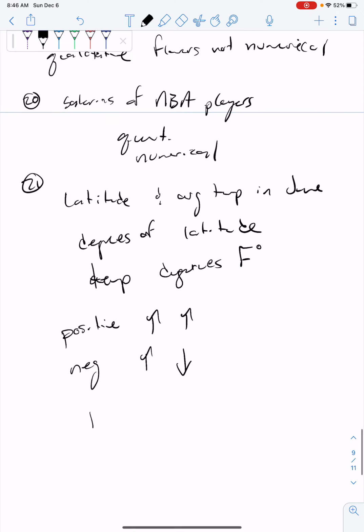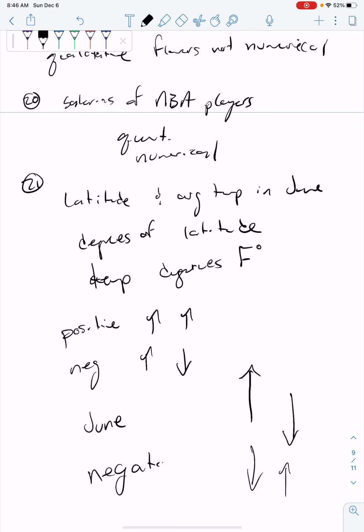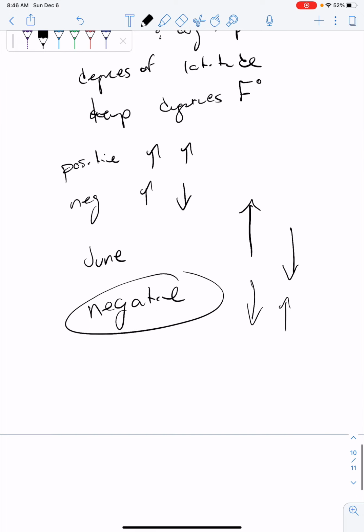So in June, in the summer, if you think about latitude, now latitude is north and south. So as I go further north, as my latitude goes up in June, what does my temperature do? If my latitude goes up, my temperature goes down, right? As I move further north, then the temperature is going to go down. And the opposite, if I go further south, then my temperature is going to go up. So there is a correlation, and it's a negative one. It's a negative correlation, okay?